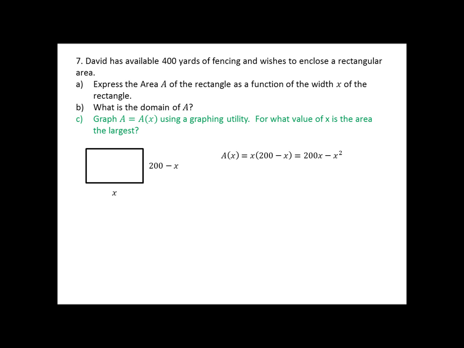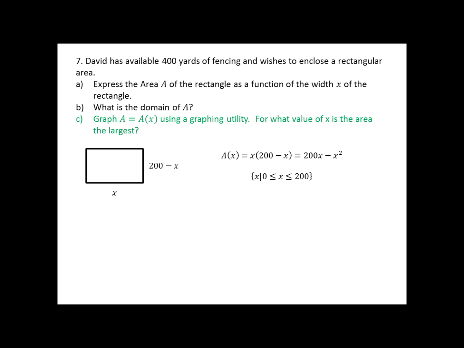Now what's my domain for A? What's the biggest number and the littlest number that I can plug in for X? Well, if David were not that bright and he were to string all of his fencing out for 200 yards and then come all the way back, he's used up all 400 yards of fencing, but he hasn't made a field big enough to put anything in. So those two extremes represent our domain for this function. X can be all the way down to 0, and it can go all the way up to 200 yards.